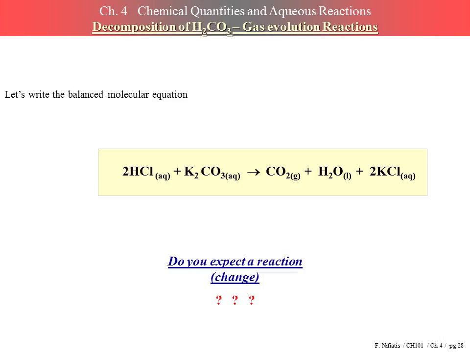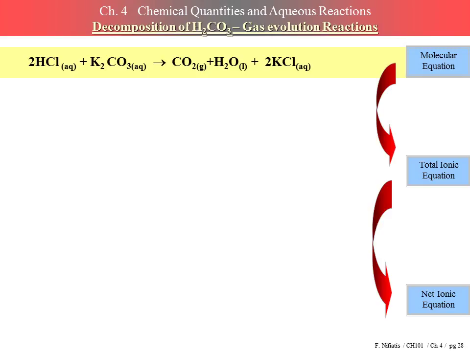Do you expect a reaction? Do you expect to have a net ionic equation? Yes, of course we will have, because we have non-electrolytes. So let's go from the molecular equation to the total ionic equation. We need to ionize strong electrolytes. We will ionize this, we will ionize this, leave it as it is, ionize this.